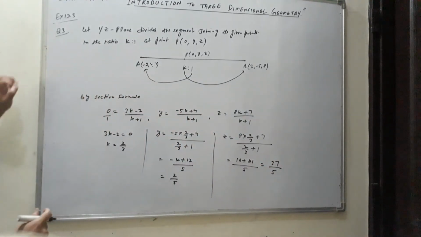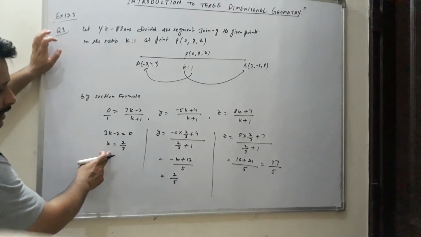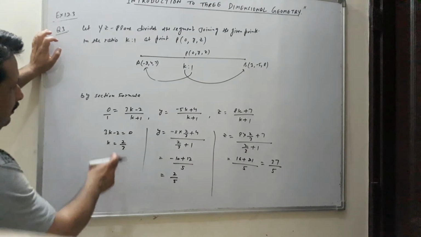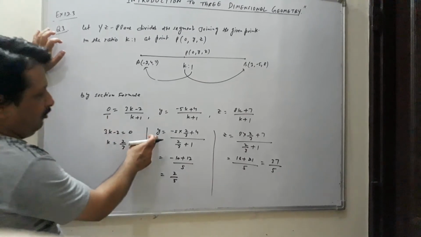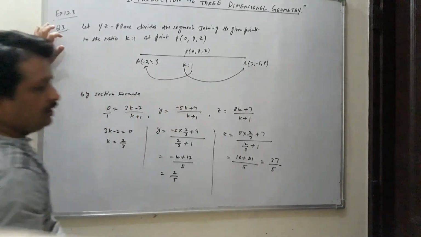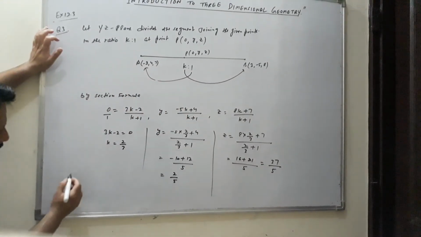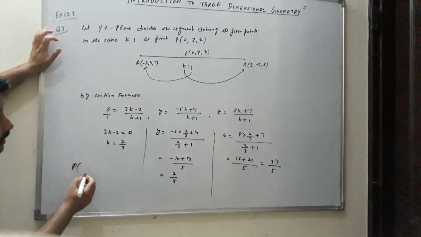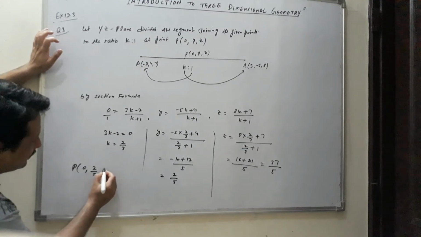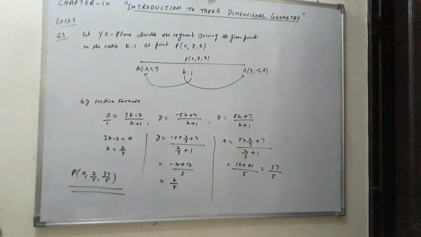So here what you will say, that the value of k will come as equal to 2 by 3 because x is 0 here. The value of y is coming as 2 by 5. The value of z will come as equal to 37 by 5. Therefore students, what you can say, the coordinate of the point will come as equal to 0, y is 2 by 5 and z is 37 by 5. So this is the answer of this question.